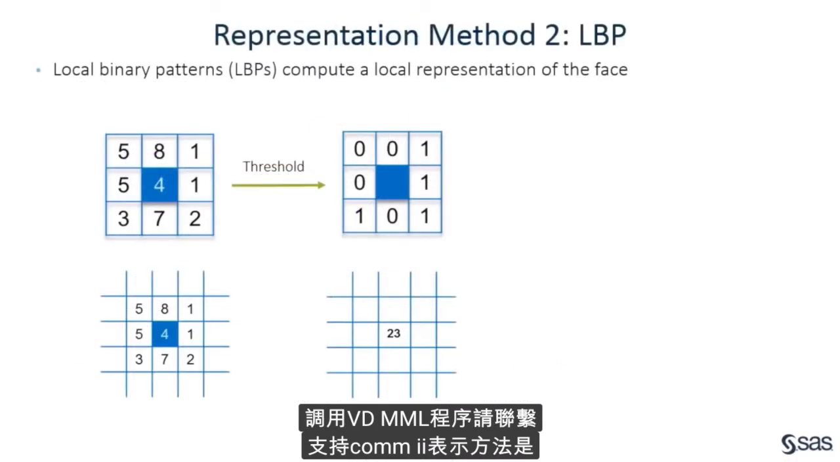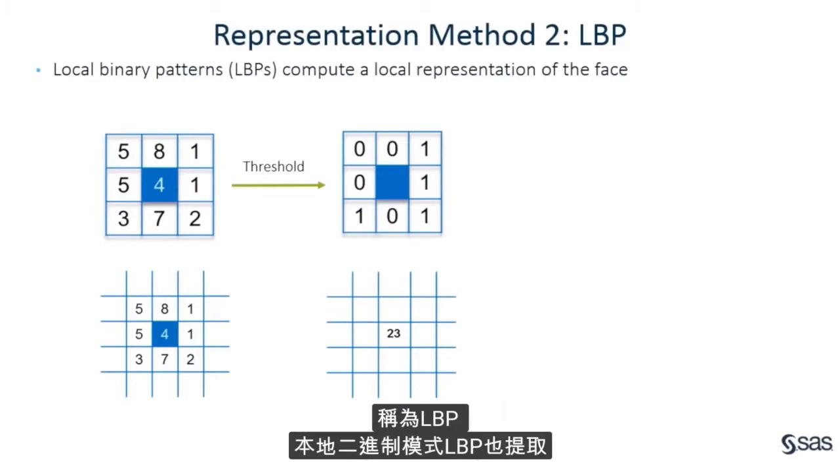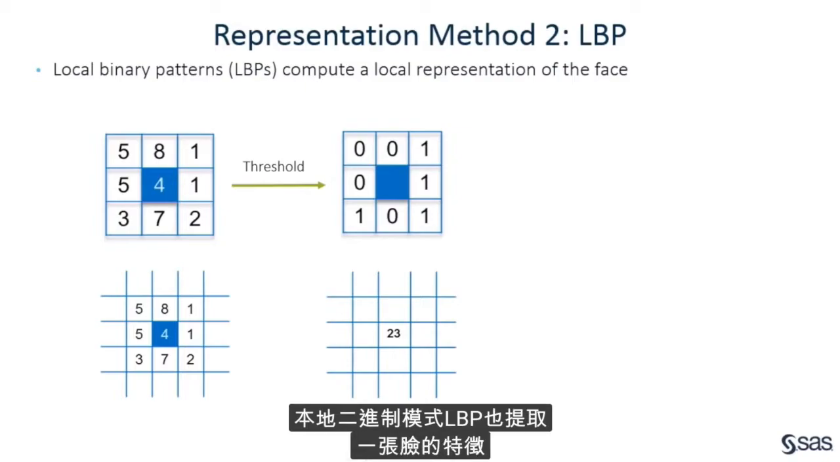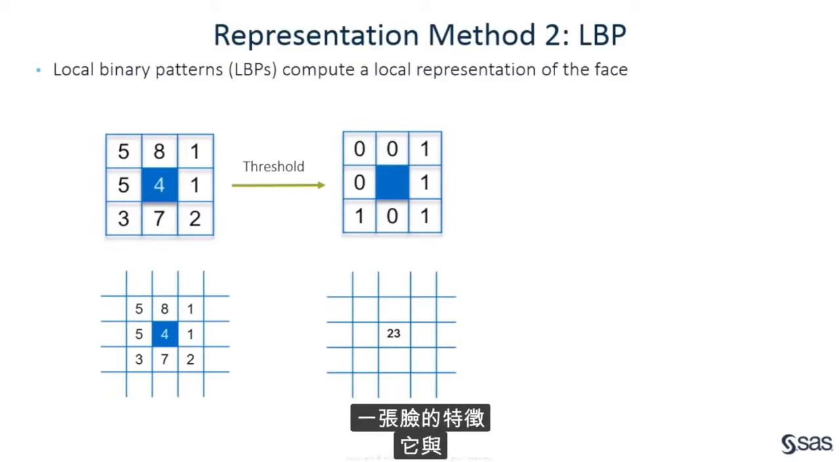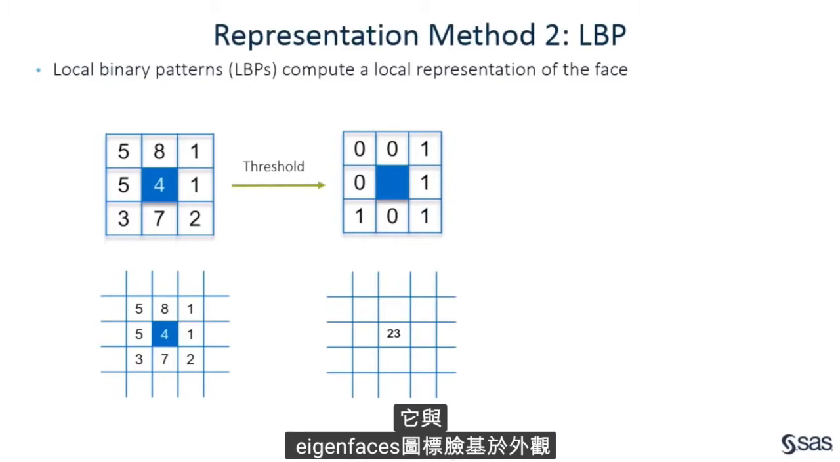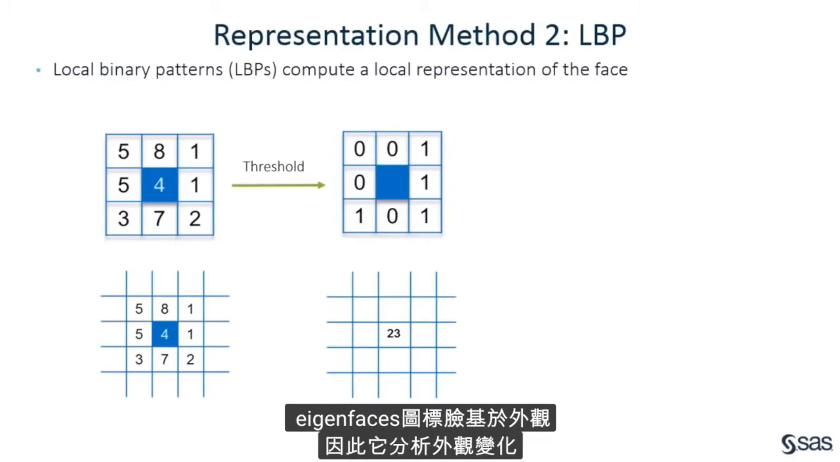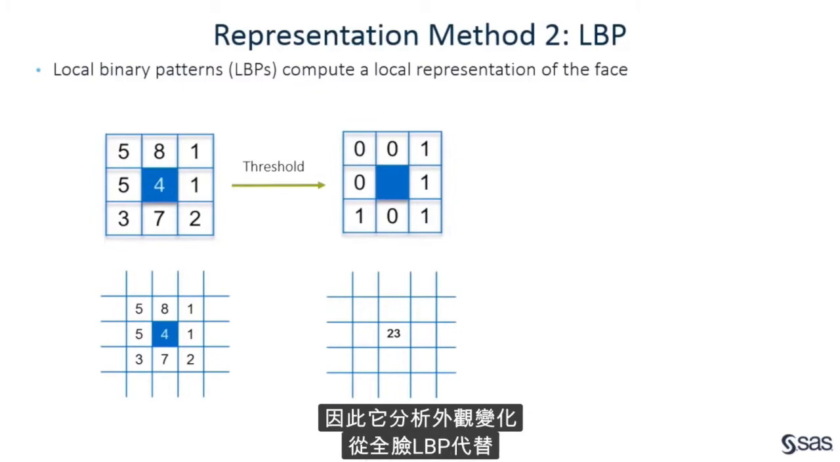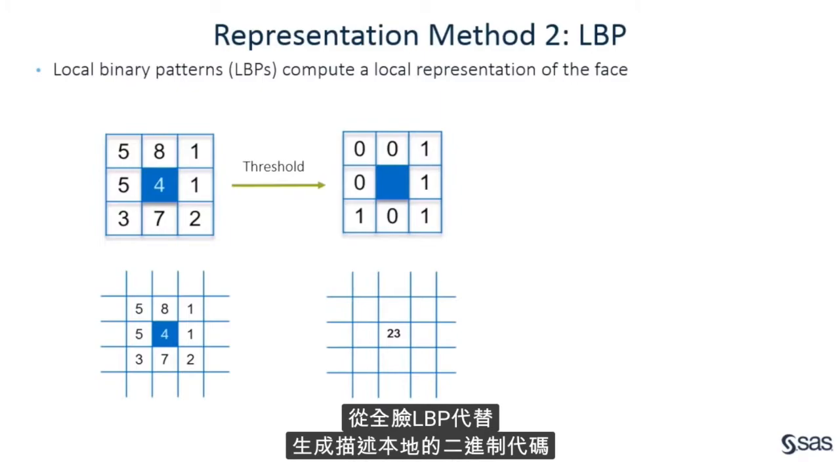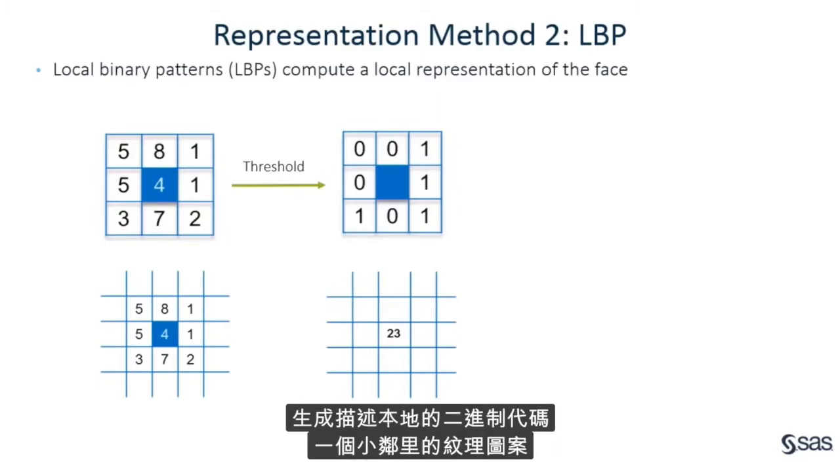The second representation method is called LBP, Local Binary Pattern. LBP also extracts characteristic features of a face, but it's fundamentally different from eigenfaces. Eigenface is appearance-based, so it analyzes the appearance variation from the whole face. LBP instead generates binary code to describe local texture patterns in a small neighborhood, and so it well summarizes local spatial structures.